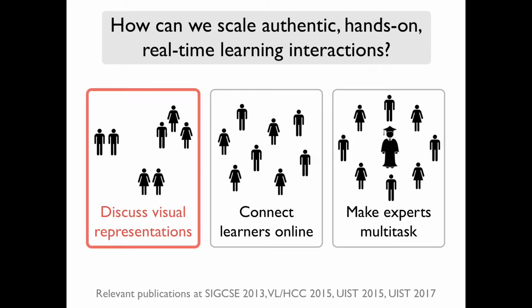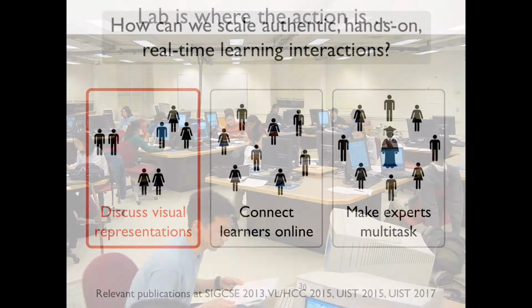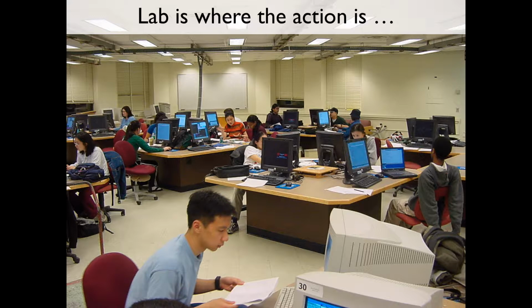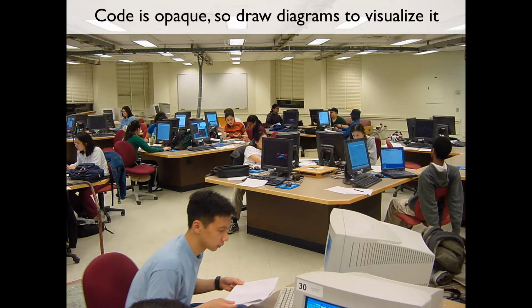First, I want to start by discussing visual representations. Let's go back to the computer lab where all the action is. Now, code is opaque, so students often draw diagrams to visualize. If you think about the word code, that often means something really cryptic.